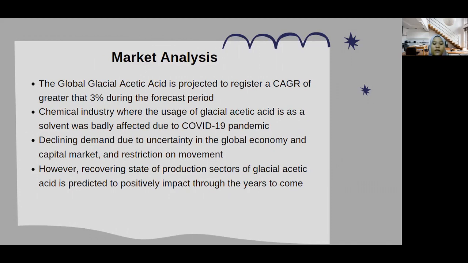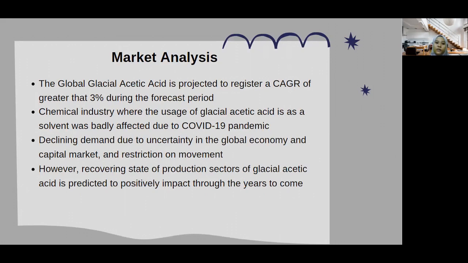All major top chemical manufacturers in the global market registered a declining revenue in 2020 last year compared to the previous years. Reduction in production of chemicals thereby impacted the glacial acetic acid demand in the short run. However, the recovery of production sectors of glacial acetic acid is predicted to positively impact through the years to come. And that's all for the costing part.